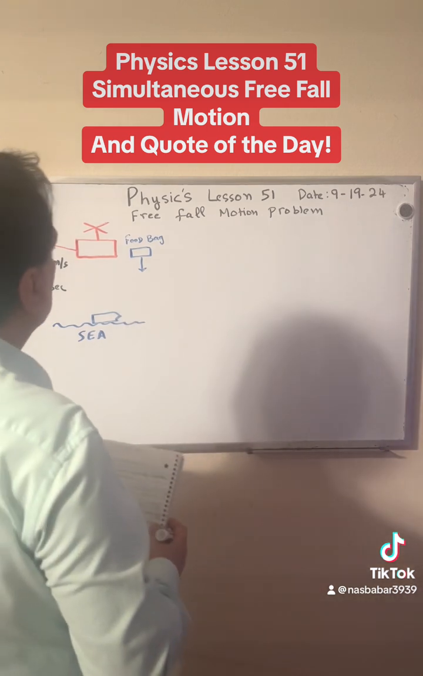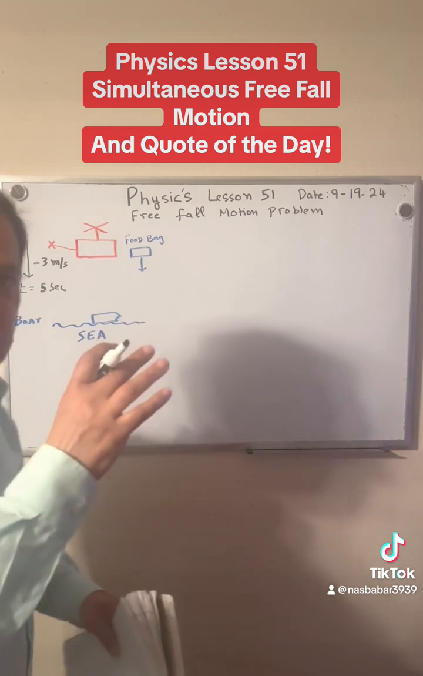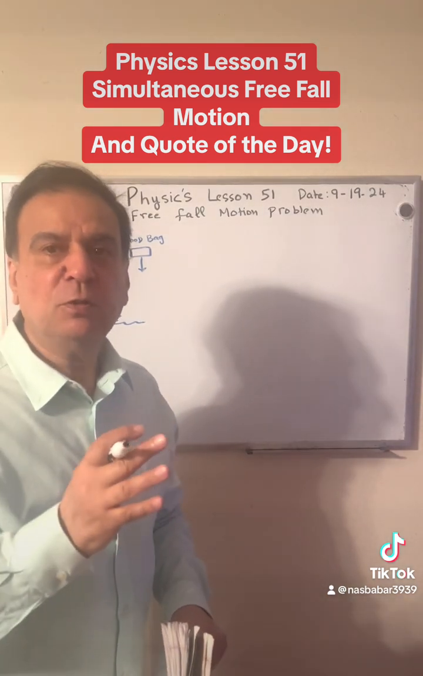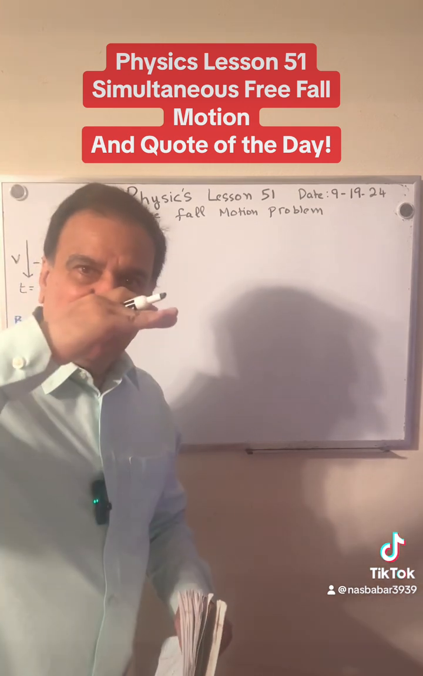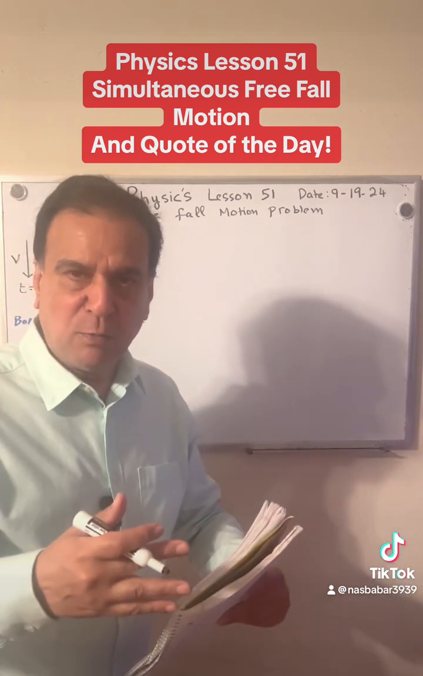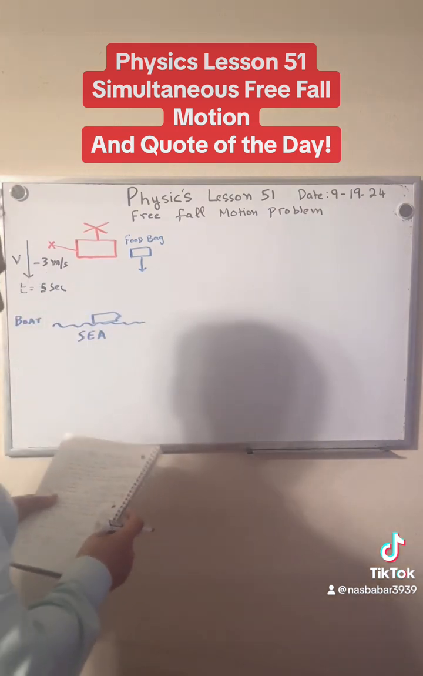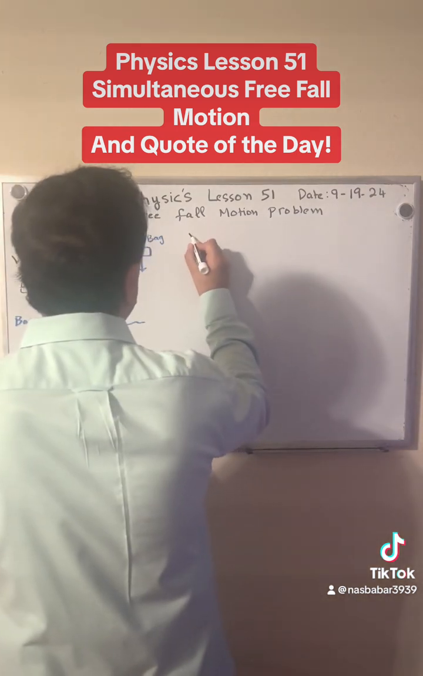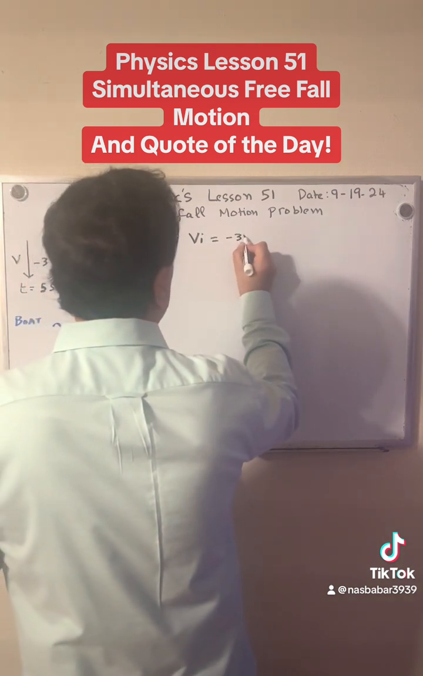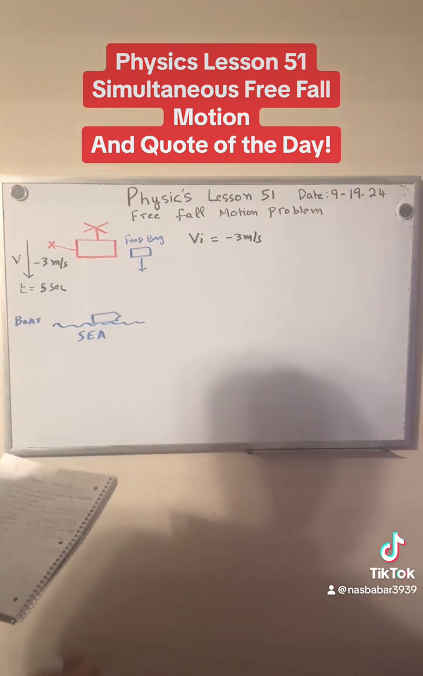So let me ask you this. When the food bag is in the helicopter, it has not been dropped yet. What do you think the velocity of the food bag is? It is the same as the helicopter because the food bag is inside the helicopter and it's coming down at the same velocity. So then we can say Vi, which is initial velocity, is equal to negative 3 meters per second for the food bag also.